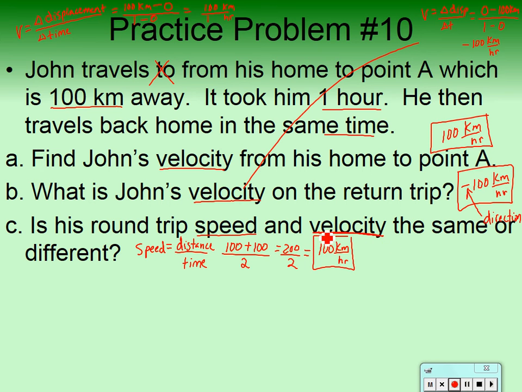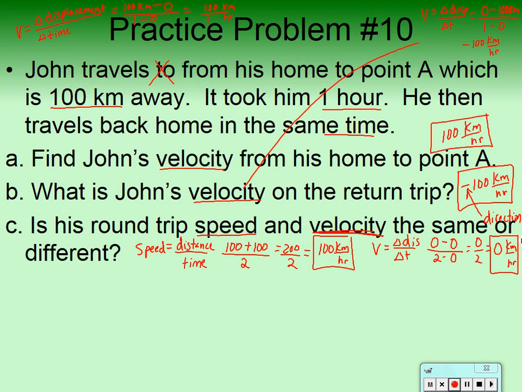Okay. That we just calculated, speed. Now let's talk about velocity. It's very different. Velocity for the round trip is change in displacement over change in time. Now let's look at change in displacement. His final displacement was at his house, which I called 0. His initial displacement was also at his house, which was 0. So he didn't have any displacement if you're talking about the whole round trip. And divided by time, the final time would have been 2 hours, the initial would have been 0. So we're talking 0 over 2, which is equal to 0 kilometers per hour.